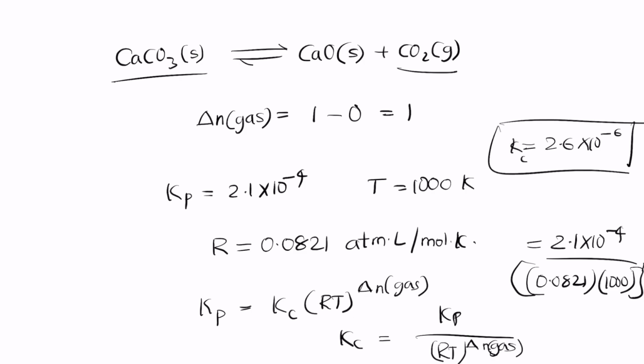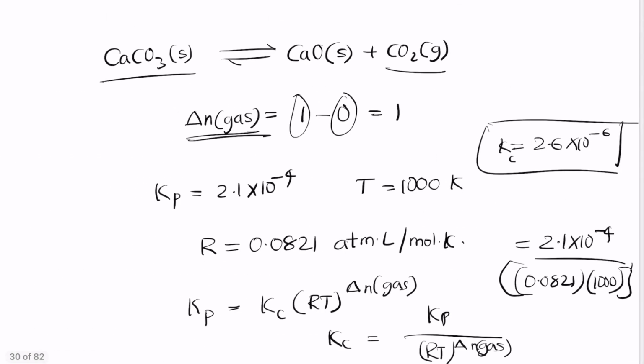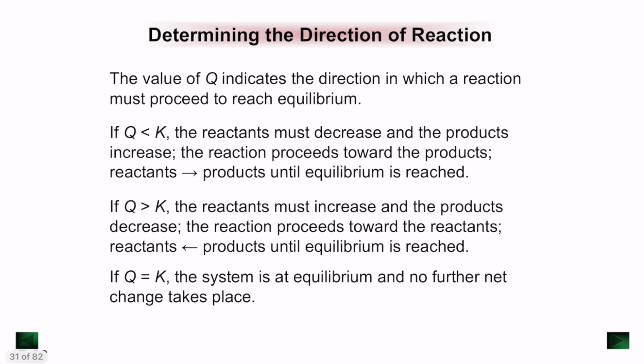So these are the ones that we generally use. Whenever you calculate the change in the number of moles of gas, we calculate the number of gaseous products minus the number of gaseous reactants. Most commonly it's 0, but there are cases where you might end up getting more than that. Let's talk about the value of Q that indicates the direction in which an equilibrium might proceed.